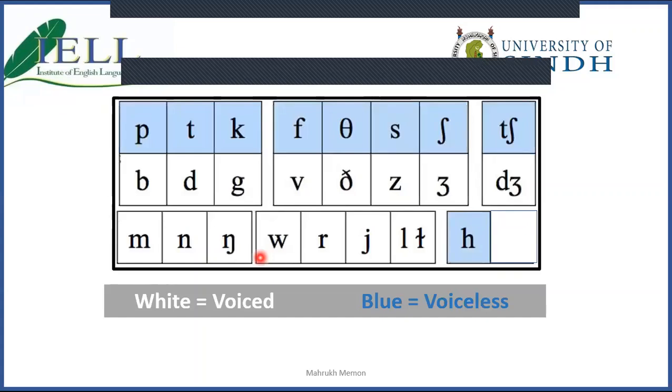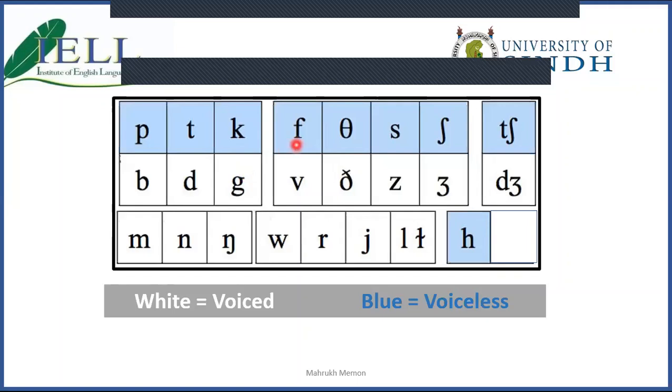So here is this chart. You can see the sounds in white are voiced, and the sounds in blue are voiceless. So when you say p, there is no vibration, but when you say b, there is vibration. Similarly for t, there is no vibration, but when you say d, there is a kind of vibration in your vocal cords. Similar is for k, g. When you say g, there is a vibration.